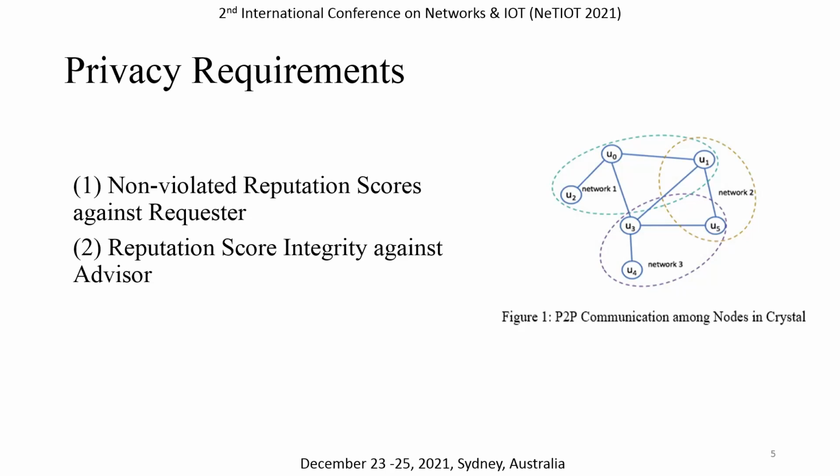In the second aspect, the privacy issue focuses on the advisor U, in the case that they modify their representation scores before sending them to the requester V. So we need to have a solution to check whether the received representation score has integrity or not.